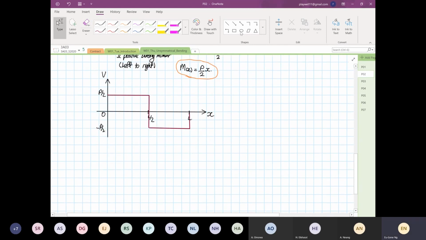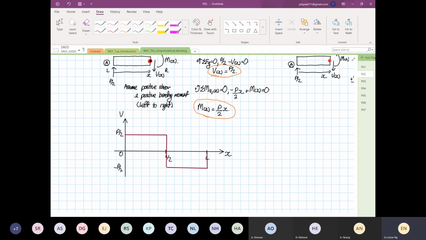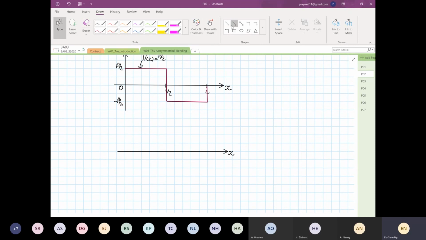And then on your bending moment diagram, X, like over here, you can see, right? From our equation over here, we have V. Okay, so this line over here is basically V as a function of X, and this is equal to P over 2, right? And then we draw our bending moment diagram.